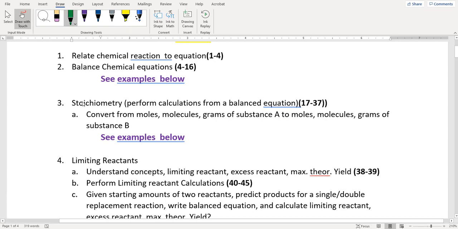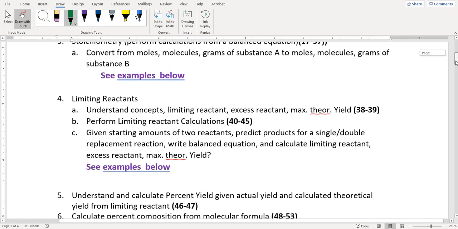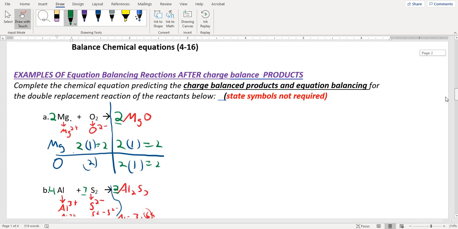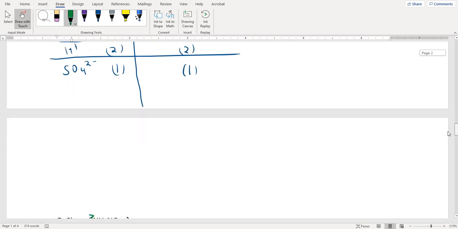Now we're going to go ahead and do stoichiometry. Stoichiometry is chemistry calculations. That's just a fancy way of saying it. And we're going to perform calculations from a balanced equation that we just learned how to do. So my first example will be the one that's on the example side of the outline. So you just kind of scroll down.